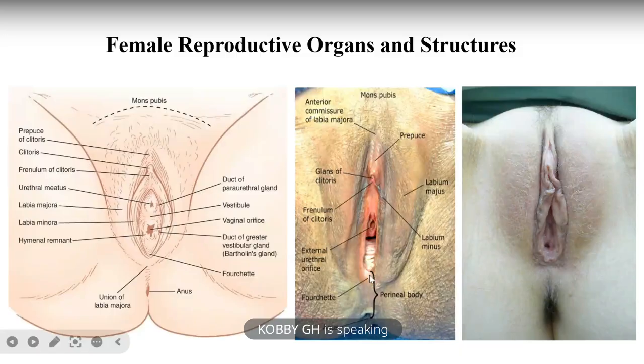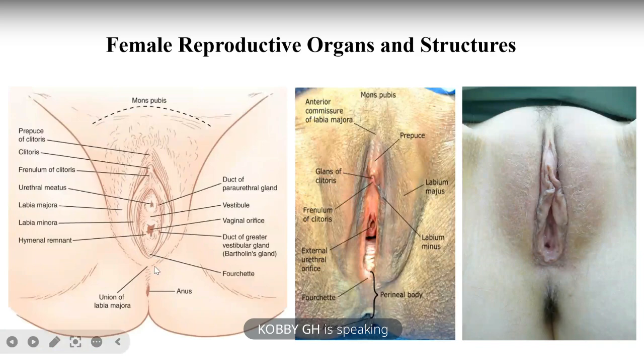Now, in between the fourchette and the anus, the space there, the region there, we call it the perineal body. In between the fourchette and the anus, this space, we call it the perineal body.